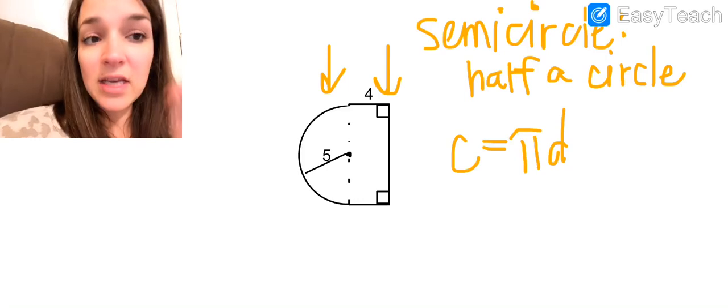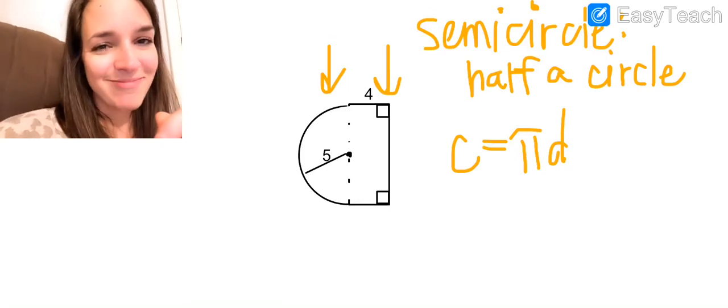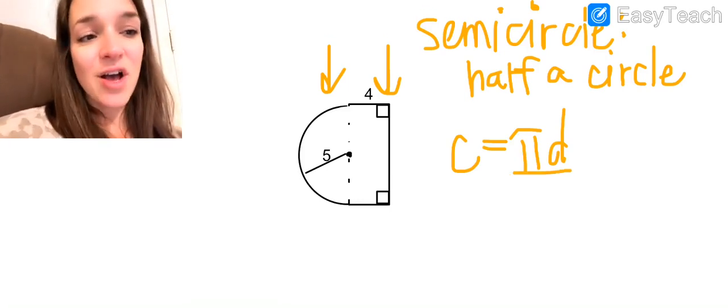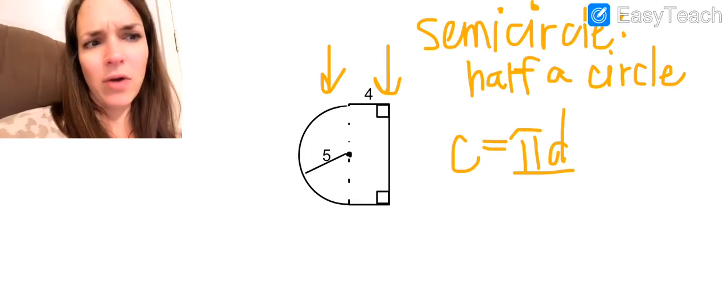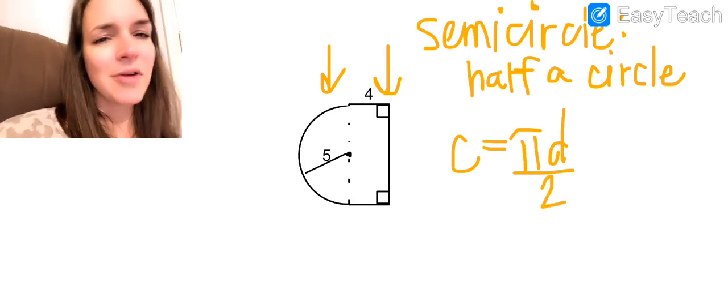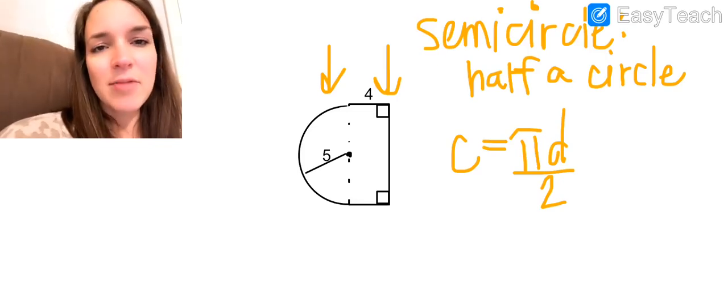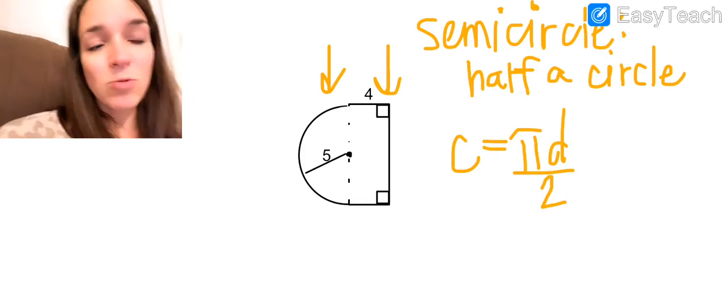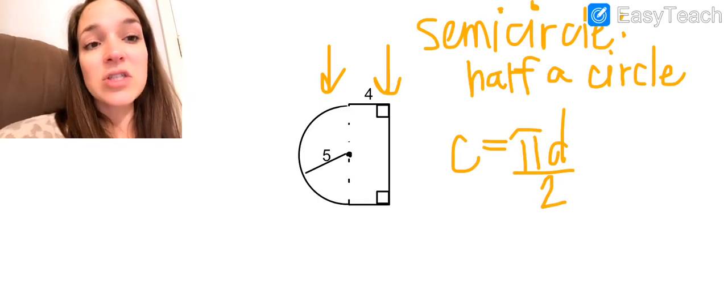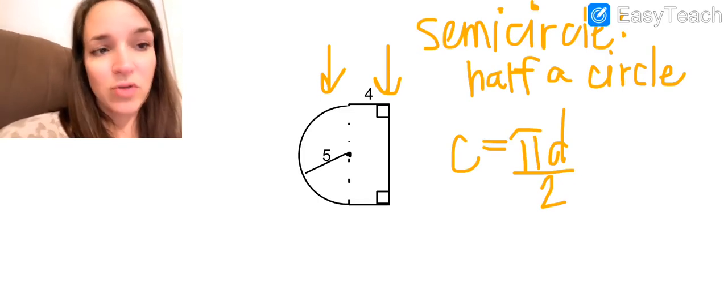Now, are we seeing a full circle here? No, we're only seeing half. So if you were thinking, which I know you were, shouldn't we divide that by 2? Oh my goodness, you're so smart. That's exactly right. We're going to take pi times the diameter and divide it by 2. That will give us the circumference of this semicircle or half of a circle here, okay?